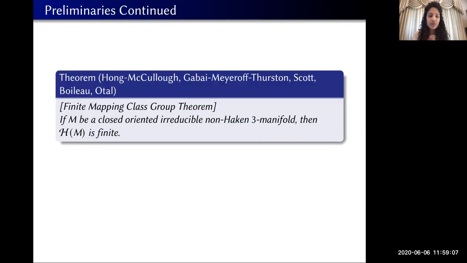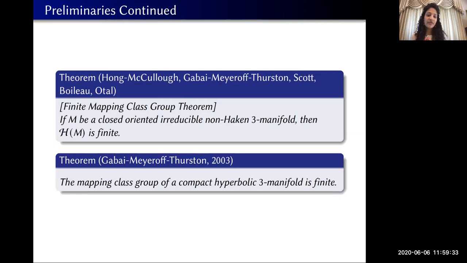And here are two important theorems about the mapping class group of a manifold. The first is the finite mapping class group theorem. The statement presented here is actually a combination of results by various authors. The theorem says that if M is a closed, oriented, irreducible, non-Haken 3-manifold, then the mapping class group of that manifold is finite. And the second theorem, due to Gabai, Meyerhoff, and Thurston, says that the mapping class group of a compact hyperbolic 3-manifold is finite.